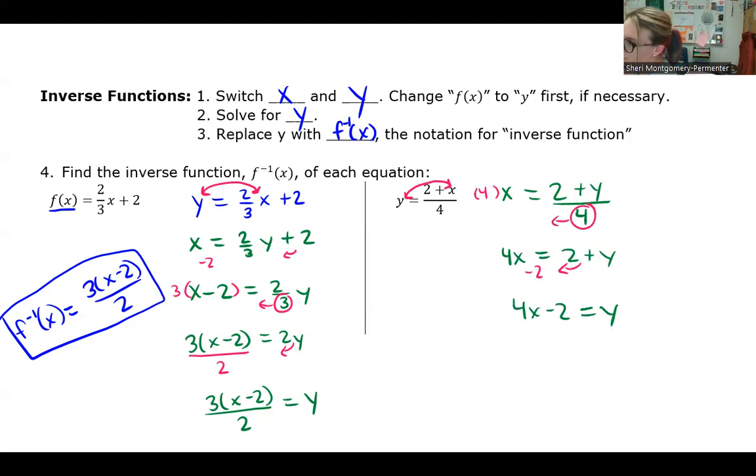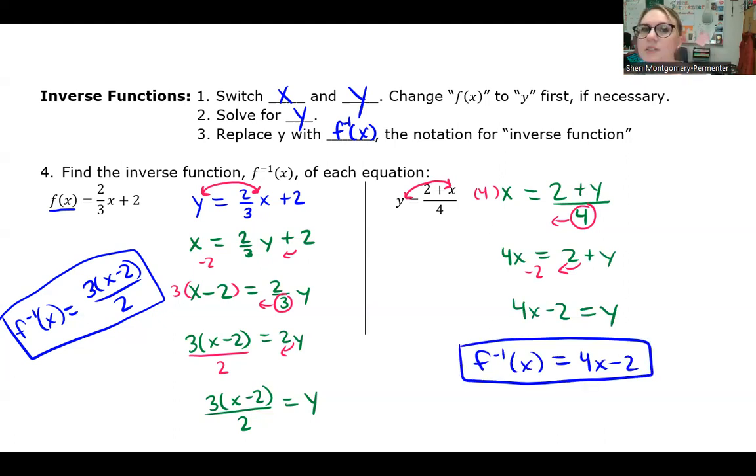Did I switch x and y? Did I solve for y? So I'm done. I just need to write it in inverse notation. And again, if this is a multiple choice question, I'm going to make sure that I picked an answer that has inverse operations. I'm dividing by 4, I'm multiplying by 4. This is a +2, it's a -2. So they have to be inverse operations.